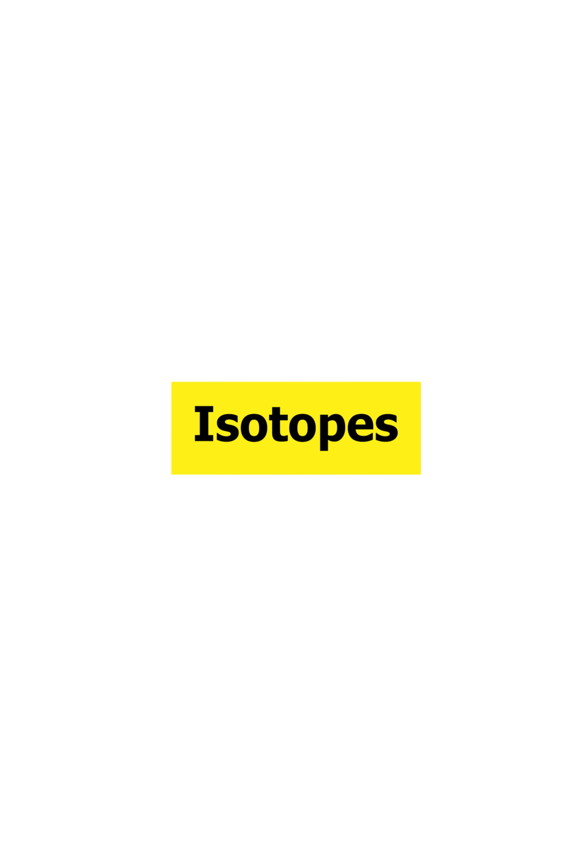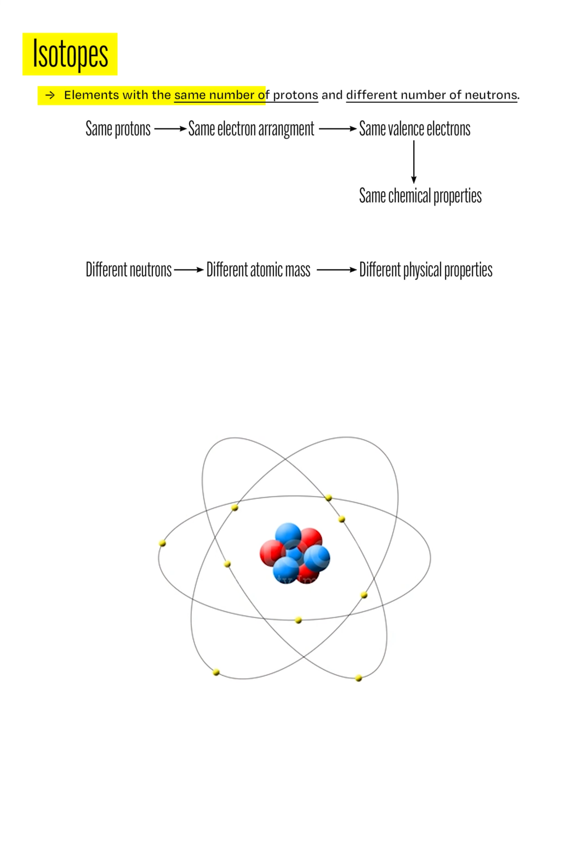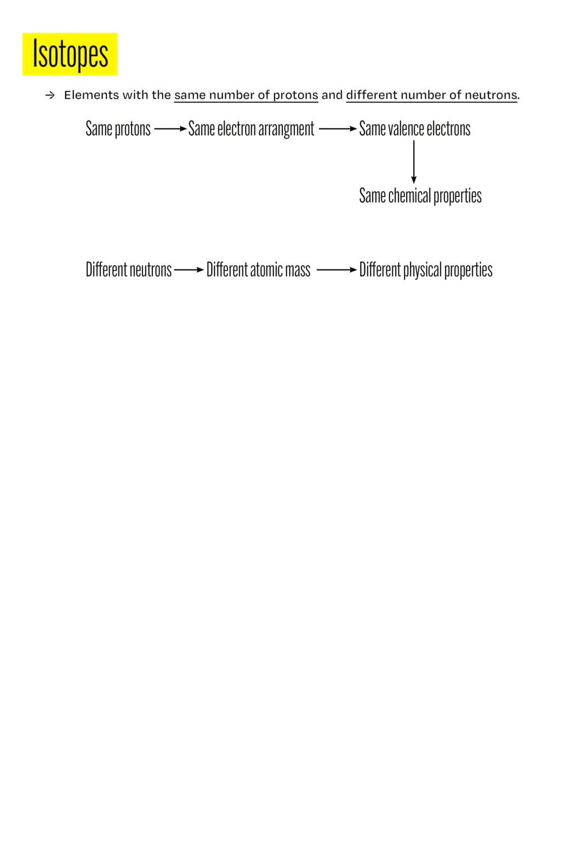In the last part of the chapter, we will be discussing isotopes. Isotopes are elements with the same proton number but different number of neutrons. Due to having the same number of protons, isotopes of the same element will have the same electron arrangement and hence the same number of outermost valence electrons. And since valence electrons can be used to depict chemical properties, isotopes of the same element will have the same chemical properties. However, having different neutrons indicates that they will have different atomic masses. Therefore, isotopes of the same element will have different physical properties.